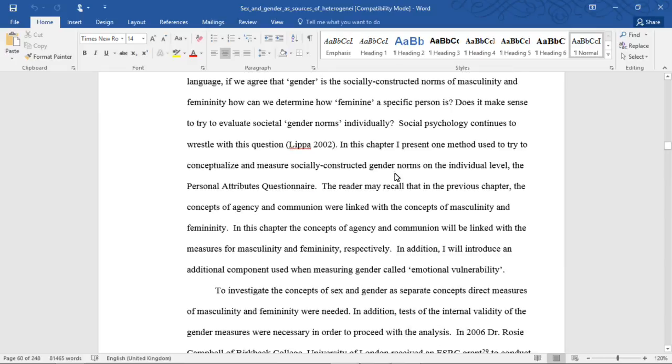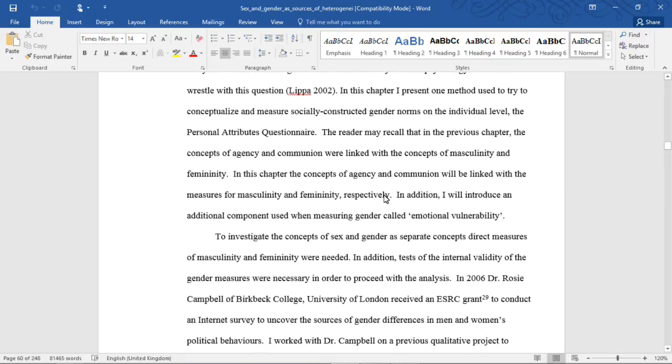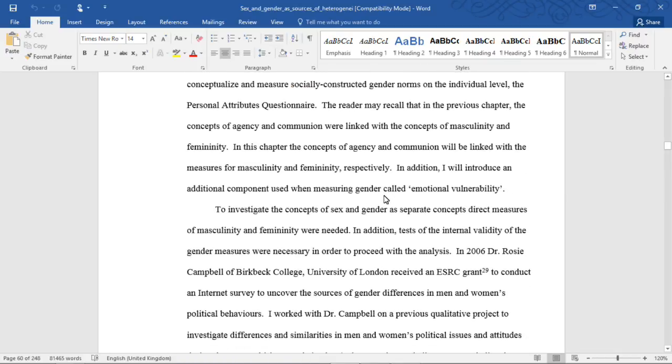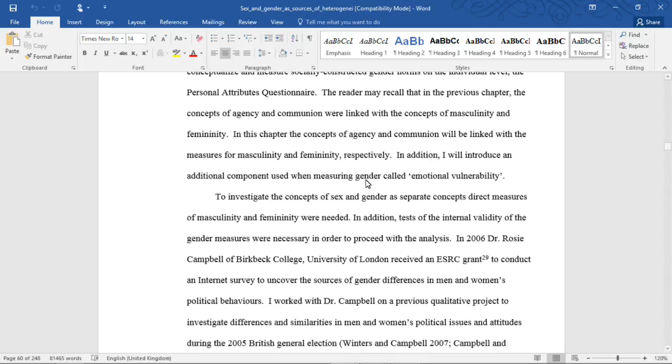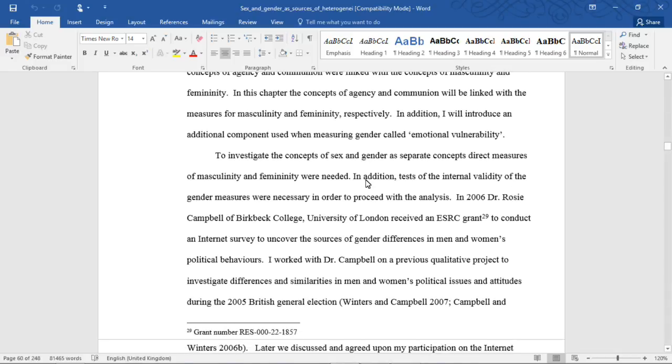In this chapter, I present one method used to try to conceptualize and measure socially constructed gender norms on the individual level, the Personal Attributes Questionnaire. The reader may recall that in the previous chapter, the concepts of agency and communion were linked with the concepts of masculinity and femininity. In this chapter, the concepts of agency and communion will be linked with the measures for masculinity and femininity, respectively. In addition, I will introduce an additional component used when measuring gender called emotional vulnerability.